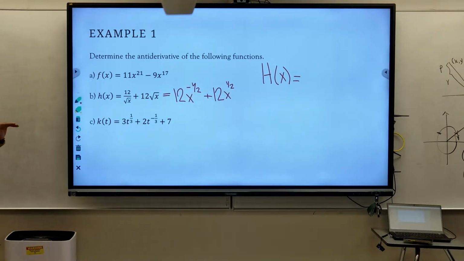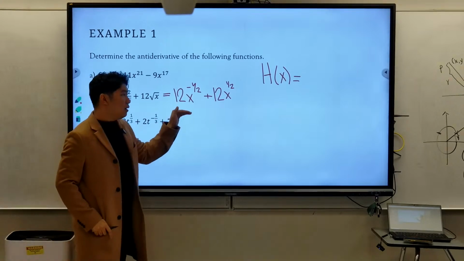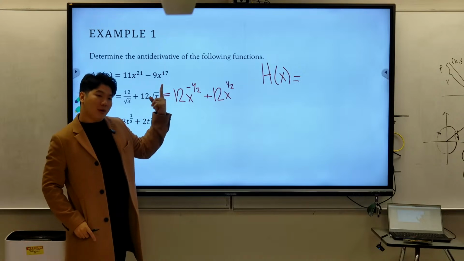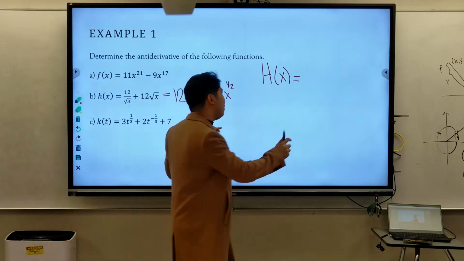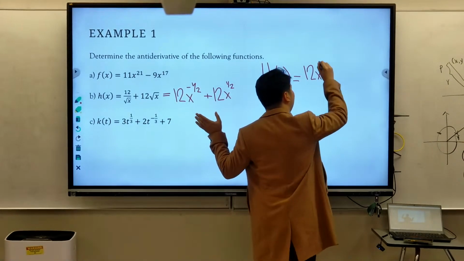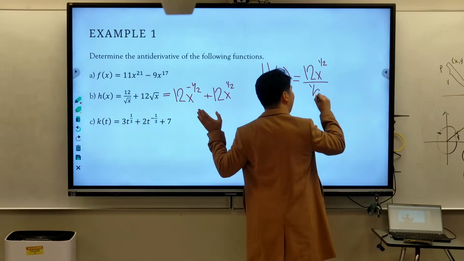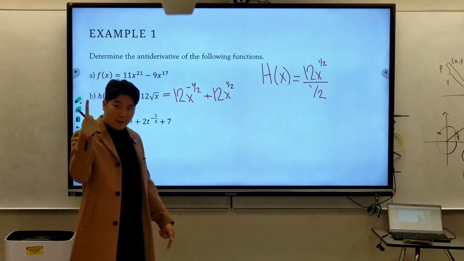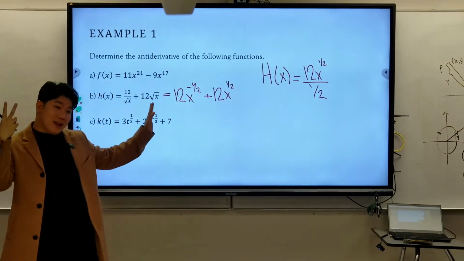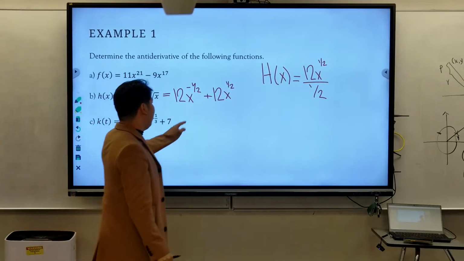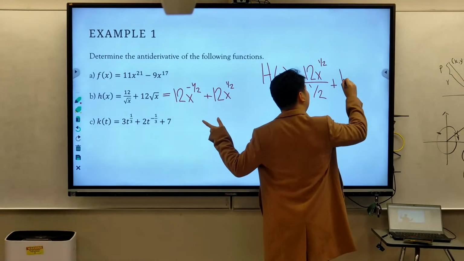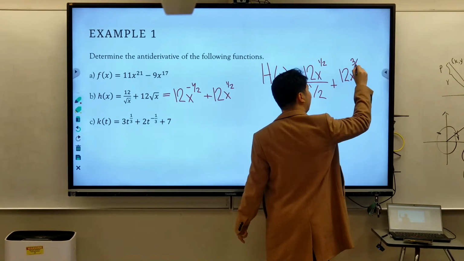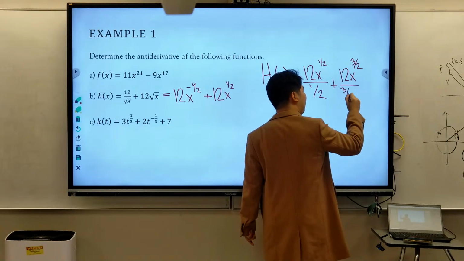So I'm going to apply that same property. Let's add 1 to the power. What's negative 1/2 plus 1? Yeah, we get 1/2. So I have 12x to the 1/2 divided by 1/2. So that's add 1 to the power, divide by the new power. We're going to clean that up in just a moment. Now we do the same thing for the other part. 12x to the 1/2 plus 1, we get 3 over 2, divided by 3/2.